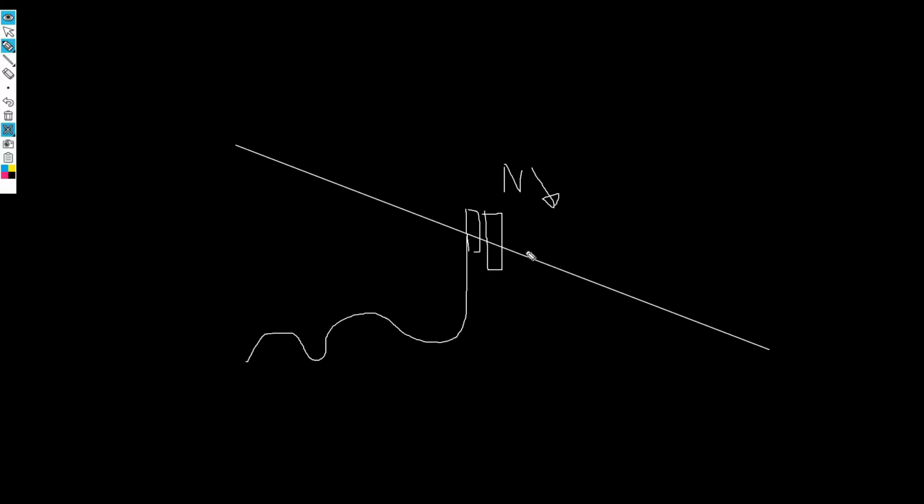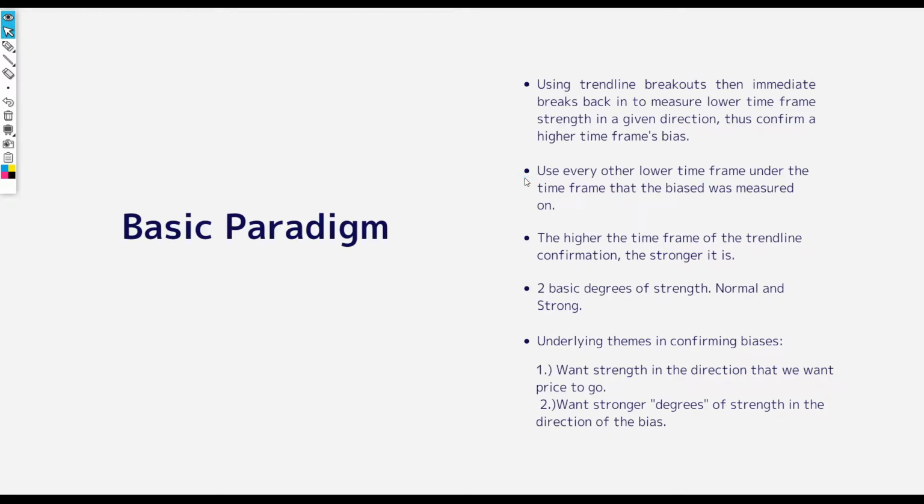Alright, let's go on to number 2. In order to use trendline breakout confirmations, we'll be using every other lower time frame under the time frame that the bias was measured on. If you watch my forecast and analysis, I typically post daily biases and weekly biases. However, keep in mind, it really can be any time frame's bias, so it could be a 1-year bias or a 3-year bias. But in this case, we'll be using the daily bias and weekly biases for this example.